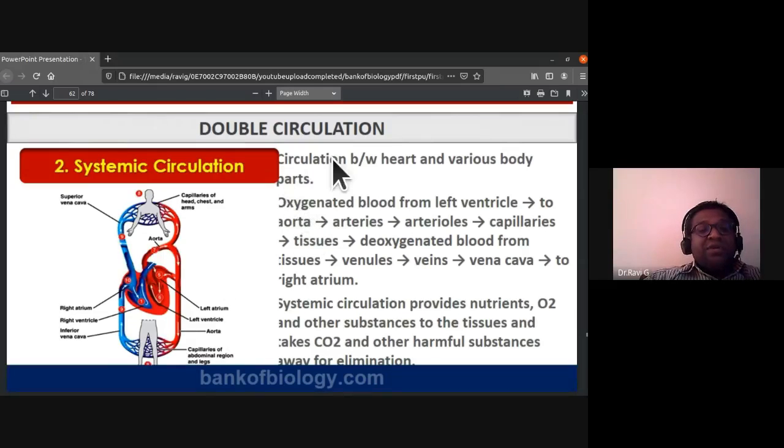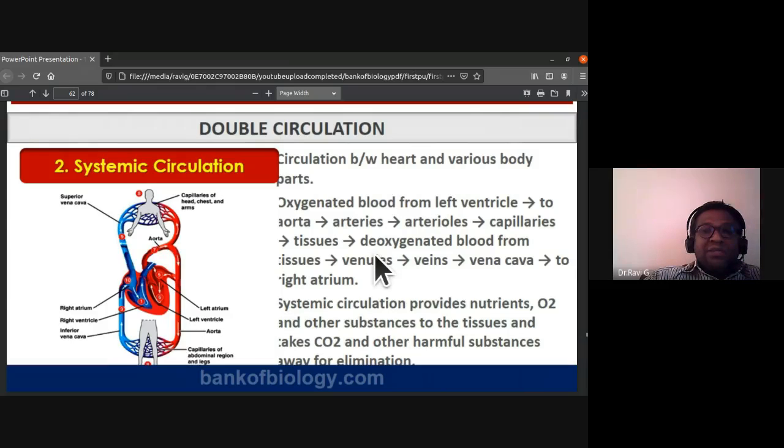The circulation between the heart and various body parts, we call it systemic circulation. Systemic circulation provides nutrients and oxygen and other substances to the tissues and takes carbon dioxide and other harmful substances away for elimination. So this is what takes place during the systemic circulation.